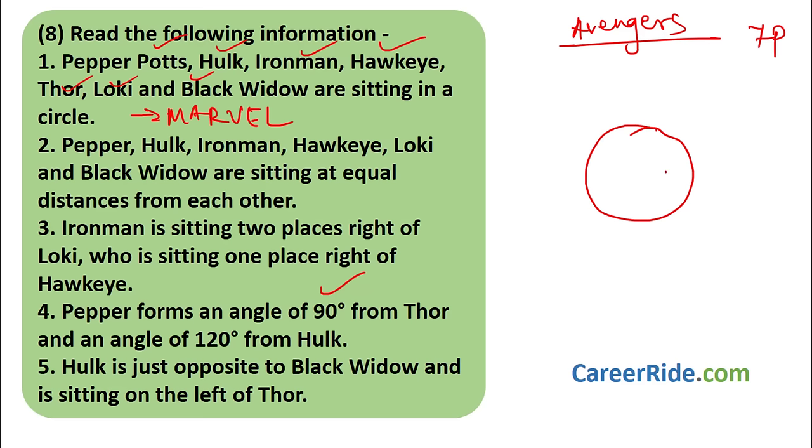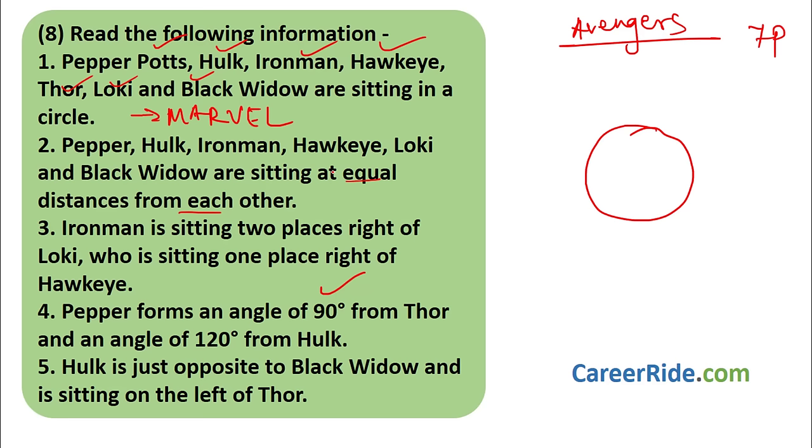So, we can directly draw 7 places over here, but let us see what they have given. They have given that these people are sitting at equal distances from each other. Which people? Pepper, Hulk, Iron Man, Hawkeye, Loki and Black Widow. That is just 6 people. One person is not included. So, we have 7 people, but 6 of them are sitting at equal distances from each other.